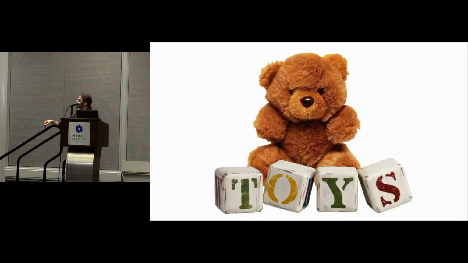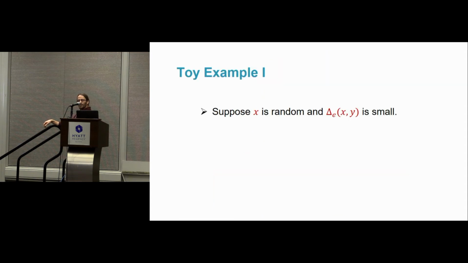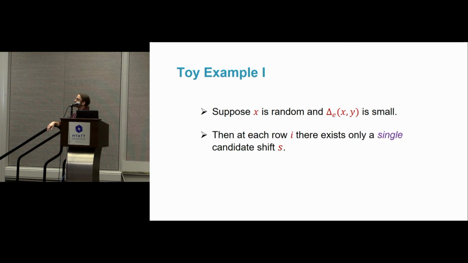And to see how we solve our main challenge, let's play a bit with the problem. So let's start with one toy example. What happens if the first string x is just random? We just pick it at random, and we know that the edit distance between x and y is small. As for the alphabet, think of it as a binary alphabet. Yes, it works for every alphabet, but think of binary.